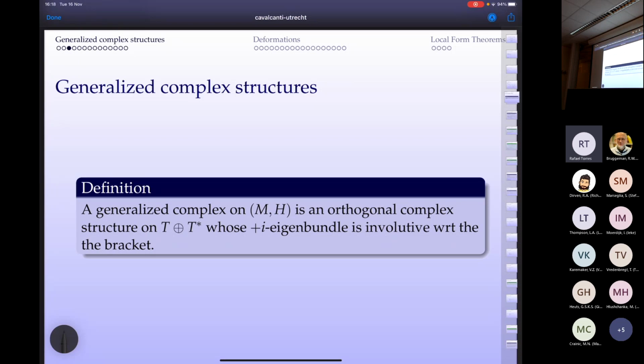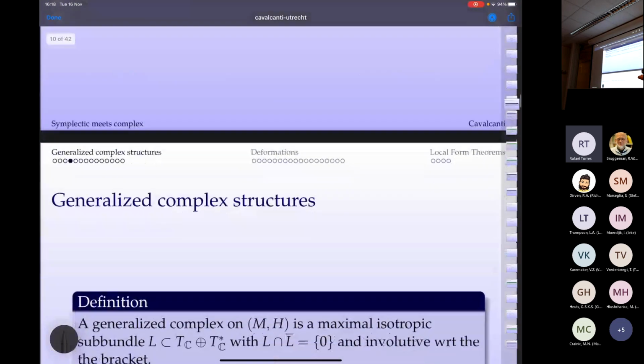The other thing you ask is that the plus i eigenspace should be involutive with respect to the bracket. In complex geometry, that's a theorem. If the plus i eigenspace is involutive, Newlander-Nirenberg tells you that it comes from complex coordinates. Here we don't have the correct notion of coordinates, but it makes sense to say, well, instead of using that as a theorem, use that as the definition of integrability. It's something that happens frequently in other structures as well. So requiring involutivity seems to be a reasonable thing to do when you want to impose integrability.